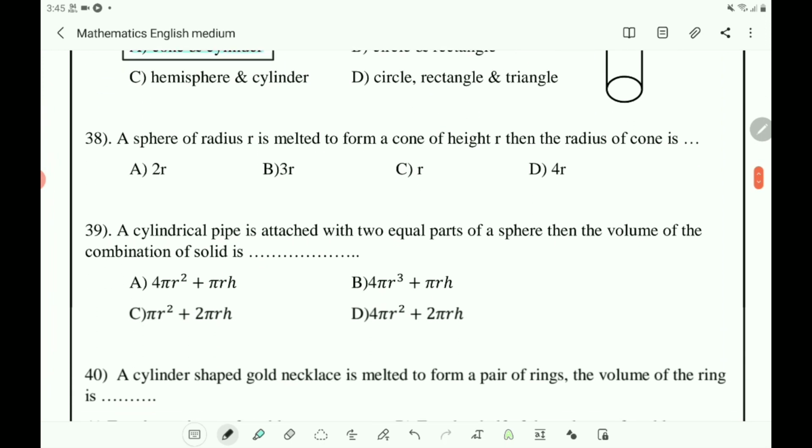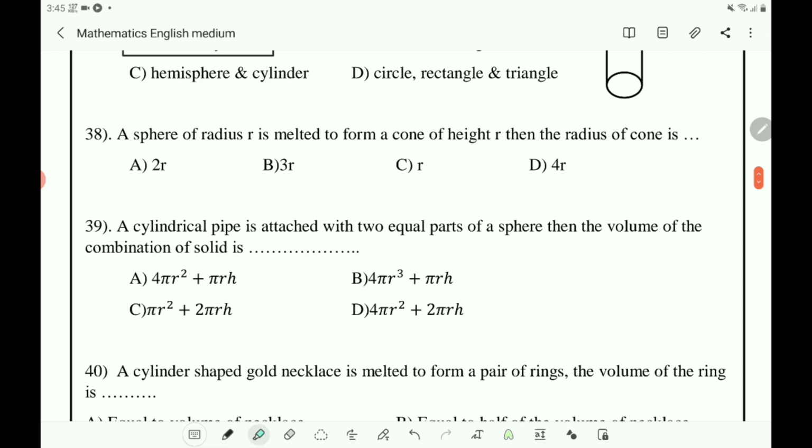Next you take question number 38. What is that question? A sphere of radius r is melted to form a cone of height r. Then the radius of the cone is. Here a sphere of radius r is melted, so consider its volume 4 by 3 pi r cube. And the cone of height r has volume 1 by 3 pi r square h. So you consider this h is also r. R square into r. 3 cancels. Pi also cancels. So you consider this is r1, this is r2.